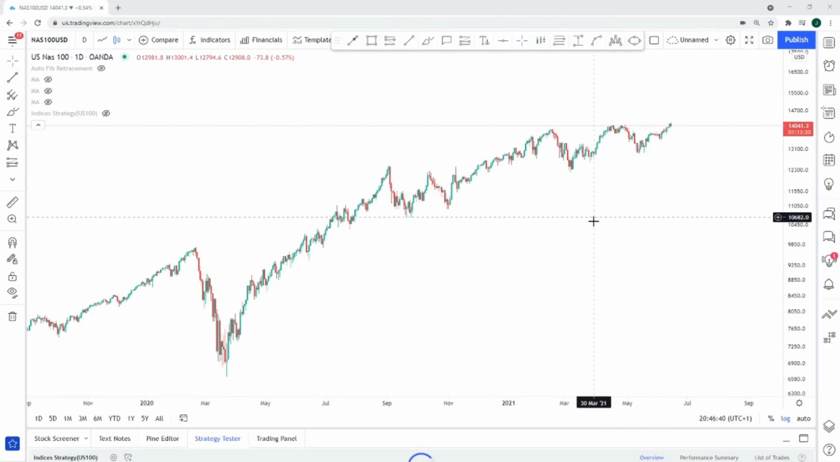Just a quick update on US 100, which most of you know as NAS100, and gold and US 30.